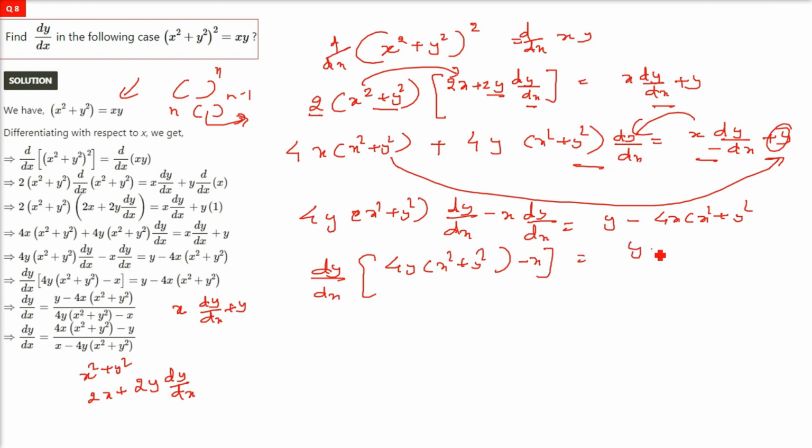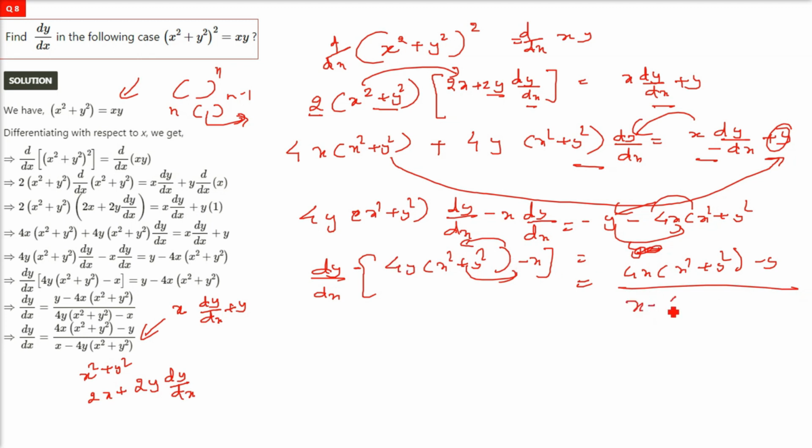On the right we have y minus 4x (x square plus y square). You can take the negative common on both sides just to match the answer which is given in the book. So I am taking negative on both sides, so the position of the values will change. So 4x into (x square plus y square) minus y, divided by x minus 4y into (x square plus y square). So we have x minus 4y (x square plus y square). This is dy by dx. Alright, this is your final answer.